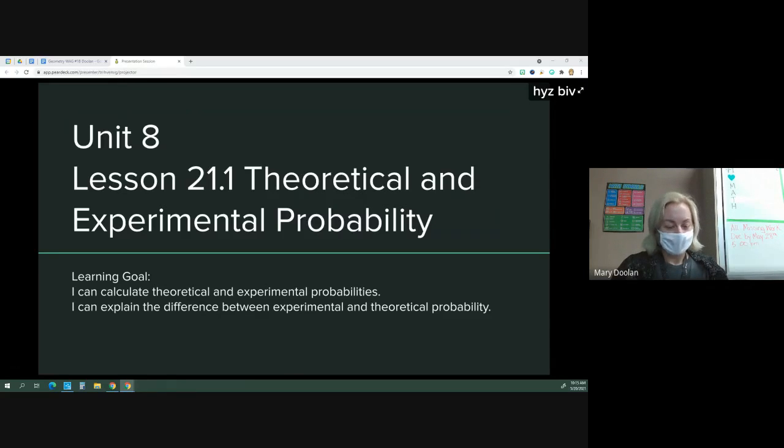And so you've probably seen probability before. I know I taught it in 6th grade when I taught 6th grade. And I don't know if you've seen it here and there in other classes in math, but it'll probably come back to you. Okay, so your learning goals are: I can calculate theoretical and experimental probabilities, and I can explain the difference between experimental and theoretical probability.